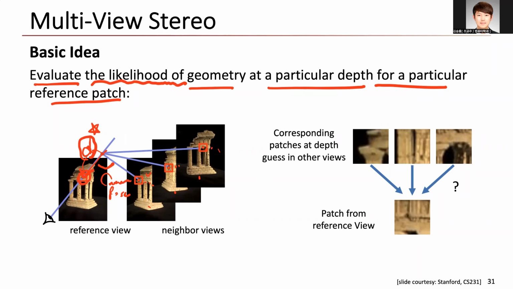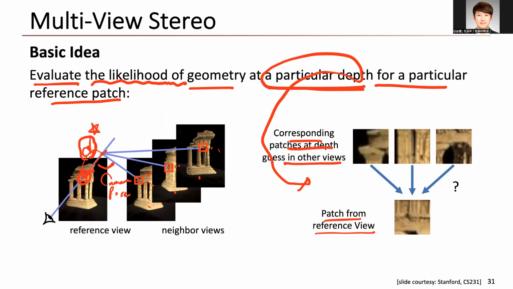In other words, given a particular depth, we have the patches from the reference view and the corresponding patches at that depth in the other view, like this. So the question is, how do we measure the similarity between these patches and the nearby view patches. This is the problem setting for multi-view stereo matching.